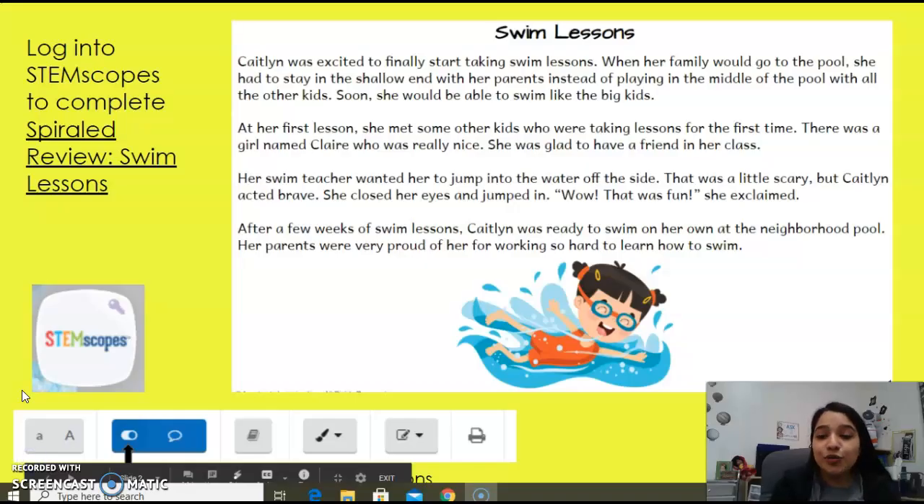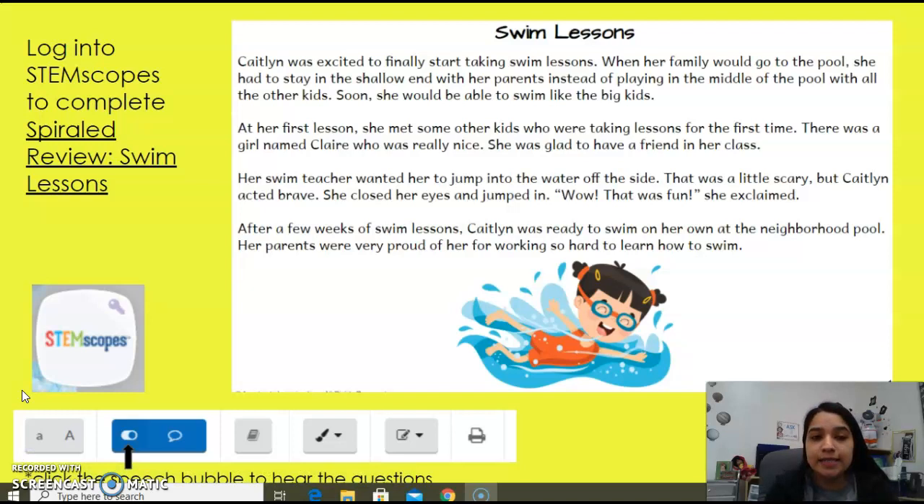So for today's story, we're going to be reading Swim Lessons. Caitlin was excited to finally start taking swim lessons. When her family would go to the pool, she had to stay in the shallow end with her parents instead of playing in the middle of the pool with all the other kids. Soon she would be able to swim like the big kids. At her first lesson, she met some other kids who were taking lessons for the first time. There was a girl named Claire who was really nice. She was glad to have a friend in her class.